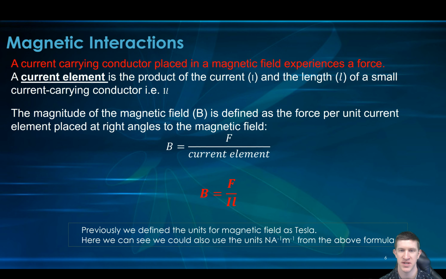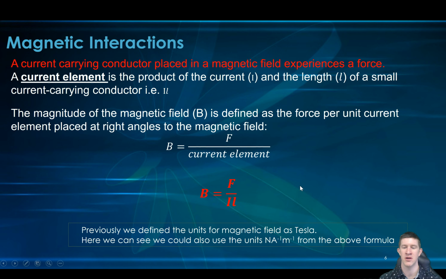A current element is the product of the current and the length of a small current carrying conductor, i.e. I times L. This is what we refer to as the current element. The magnitude of the magnetic field is defined as the force per unit current element placed at right angles to the magnetic field. So we can write this as the magnetic field is the force per current element, but force is just our vector F, and the current element is the IL. So here we have F over IL is equal to the magnetic field.